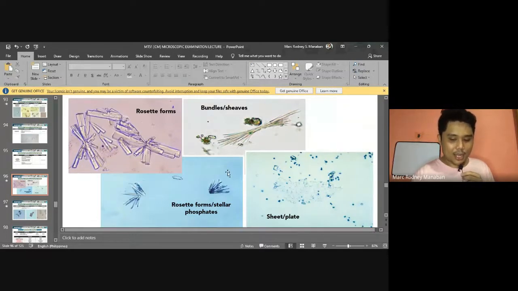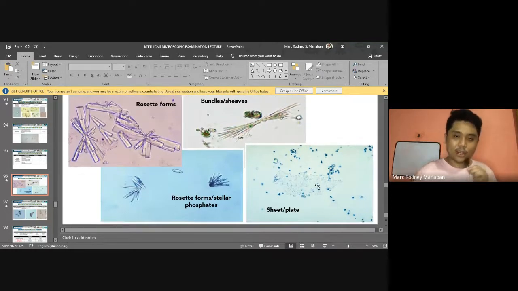It looks like a star, and it looks like a fan, F-A-N. It can also form bundles or sheaves. And sheet or plate, a large flat plate. Okay? That's calcium phosphate. Okay.